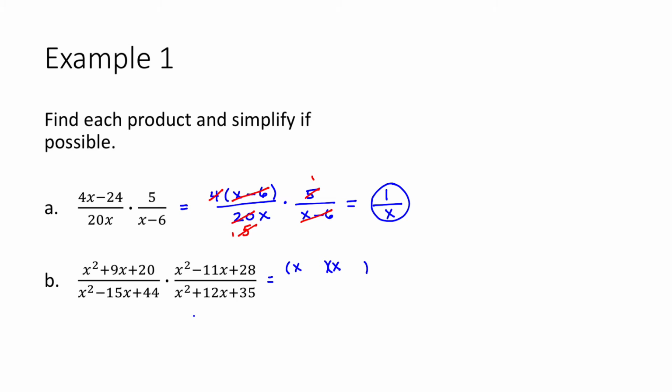So I'm going to get x and x. 20 factors into 4 and 5. That sounds good for 9. And the signs are both plus. And then that's going to be over.